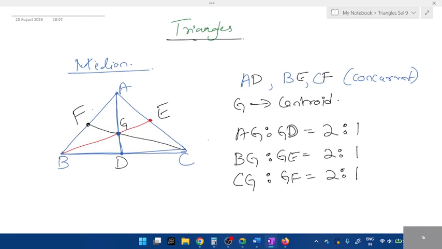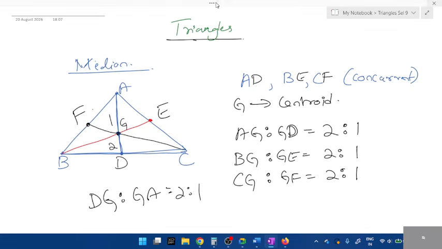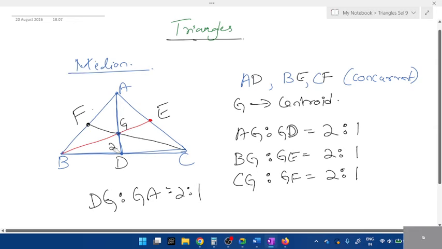So if you've done median, any doubts? Some students misunderstand AG. They write DG and think DG to GA is 2 to 1. Is this correct? From where do we consider, from D to G or A to G, students? What did I tell you? We should always start from the vertex, right? So it is A to G, G to D, from the vertex. Start from the vertex and these are the values.